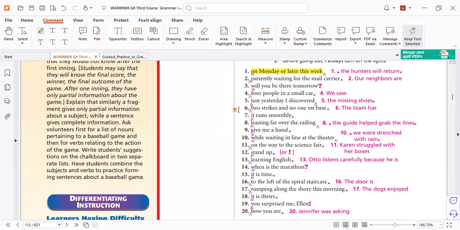Now let's check. Is this a sentence? Try to guess. It's not a sentence. But we need to know why.